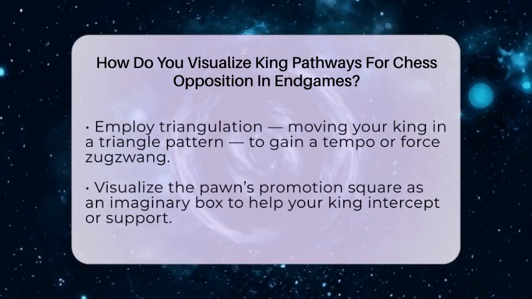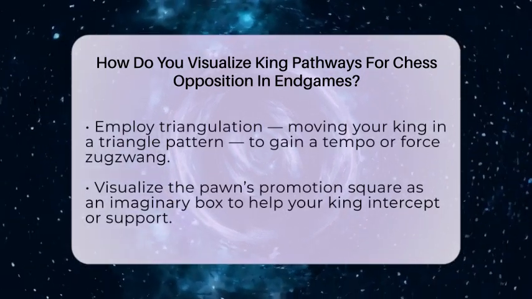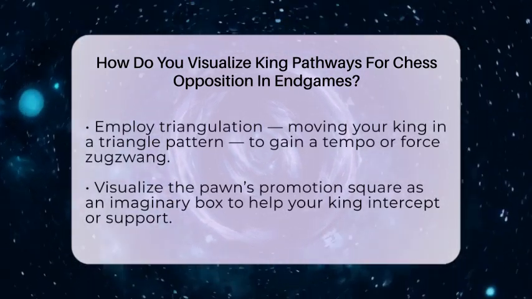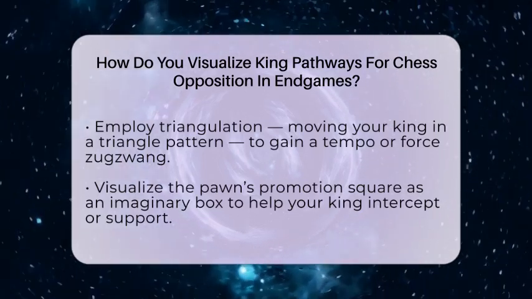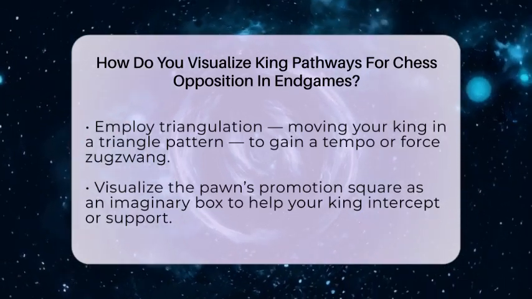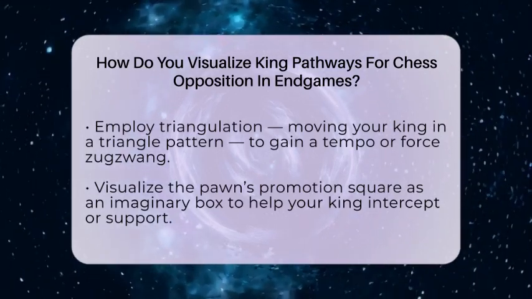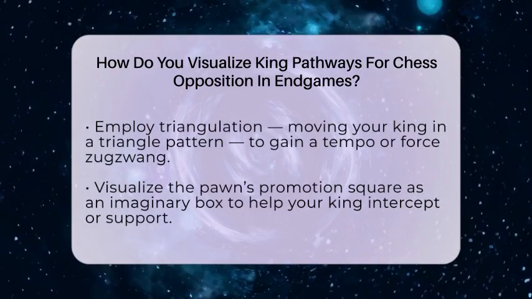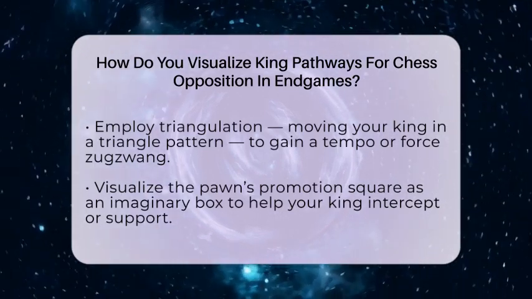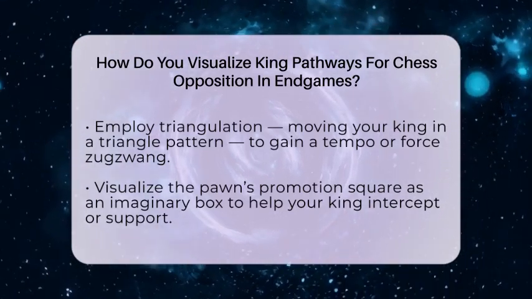Also, visualize the square of the pawn, the imaginary box from the pawn's position to the promotion rank. Your king's opposition helps you enter this square and intercept the pawn if needed. When you practice this, imagine a rectangle or a box around the critical squares. Your goal is to keep your king within this shape to control key access points.